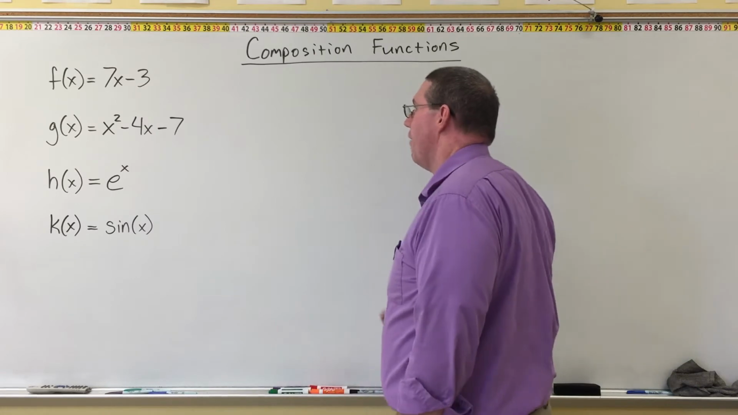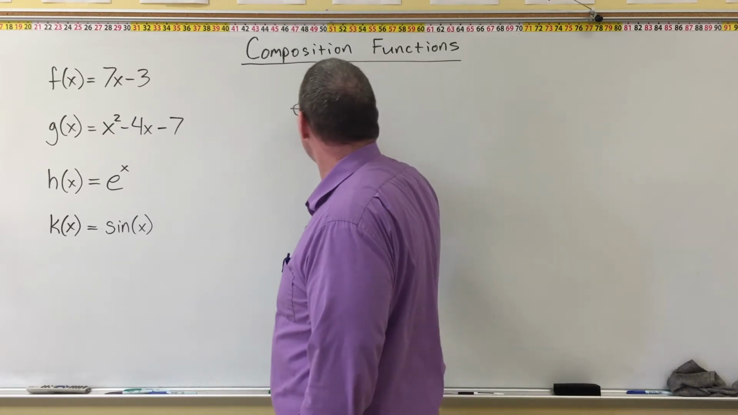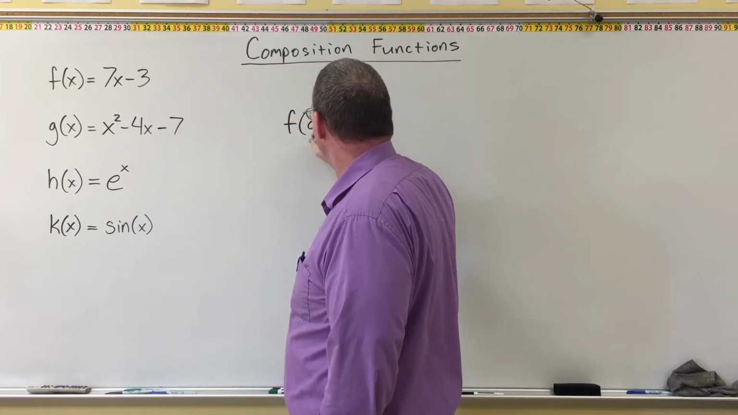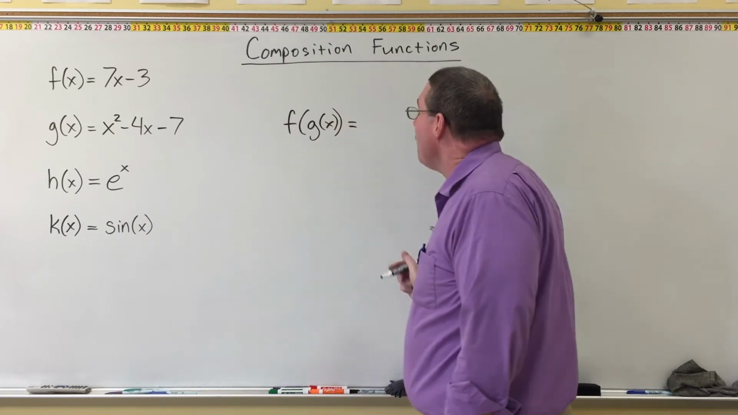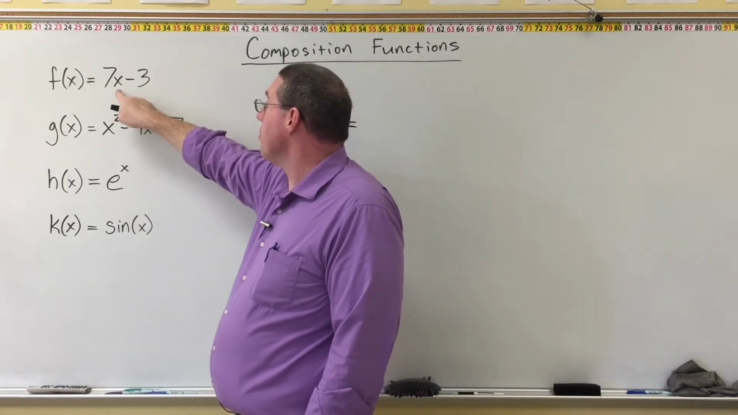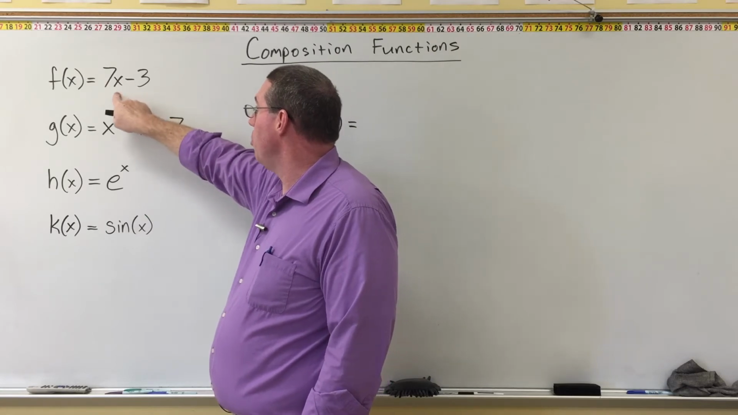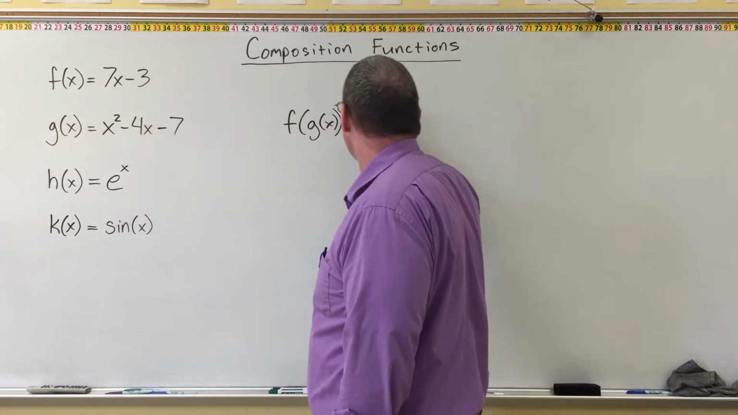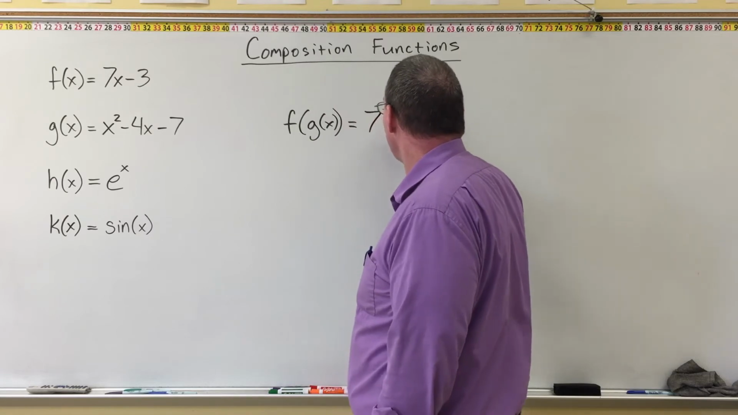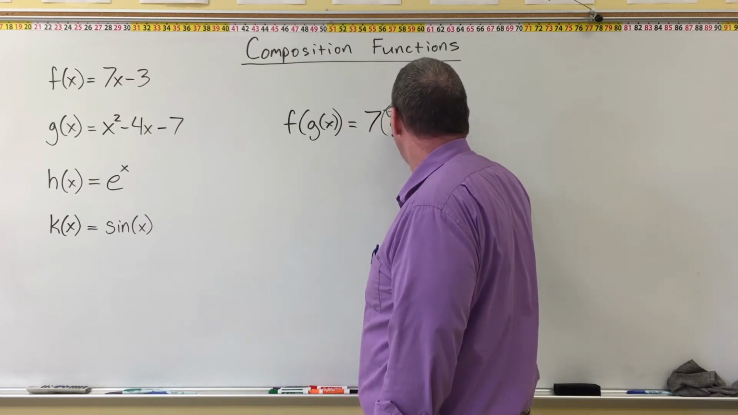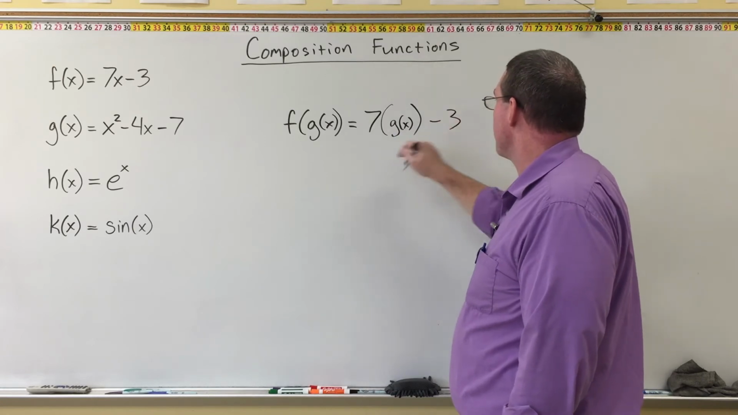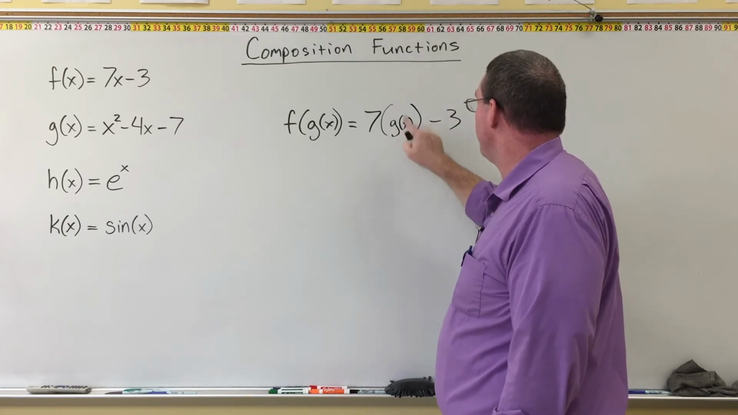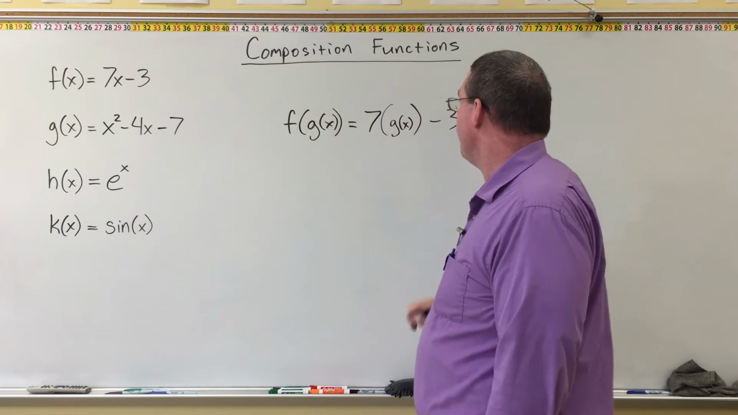How about f of g of x? F of g of x. All right? So what we're going to do here is f of x only has one x, so we're going to replace that x with g of x. So it's going to be 7. Instead of an x, we're just going to put g of x, right? And then minus 3. So 7x minus 3, but in place of the x, we're putting g of x.